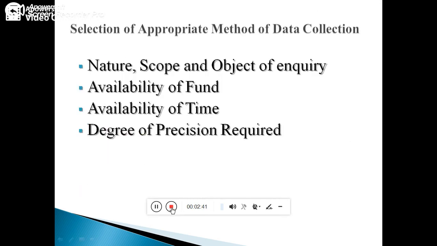Selection of appropriate method of data collection: based on the nature, scope and object of the research, we have to choose whether to use the primary data collection method or the secondary data collection method. Availability of funds also matters, as do time and the degree of precision required.